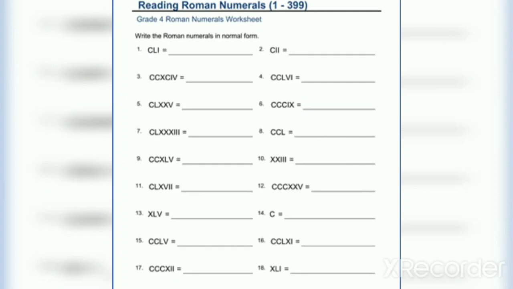Let's take one more example. Example number 5. CLXXV. Here C stands for 100, L stands for 50, X stands for 10 and V stands for 5. So 100 plus 50 is 150 plus 10 plus 10, 20. 150 plus 20 is 170 plus 5 gives you 175. In this way, you need to do all these questions as an assignment.